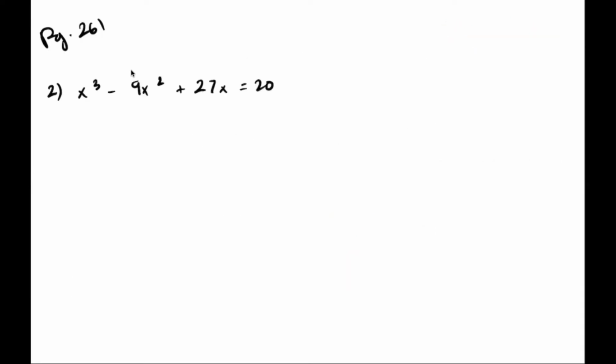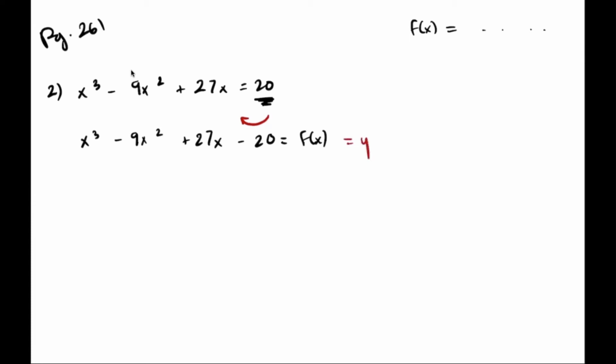Okay, now in page 261 in your book, question number 2 says x cubed minus 9x squared plus 27x equals 20. So we know that the function should always be f of x equal to something. So we have to make sure that all the variables and coefficients are on one side. So we take 20 to the other side, which will be x cubed minus 9x squared plus 27x minus 20 equals f of x. And remember, f of x is the same thing as y. So this can also be equal to y, it doesn't matter.